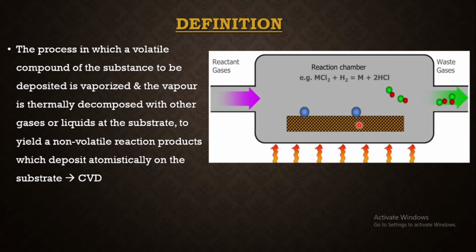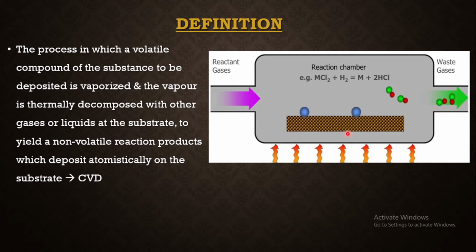This substrate will be heated so that there is a temperature difference, and the vapor will undergo the chemical reactions, either near the substrate or within the chamber. Finally it will deposit over the substrate atomistically, meaning atom by atom arrangement takes place, and such a procedure is termed chemical vapor deposition. The byproducts or waste gases are removed from the reaction chamber.